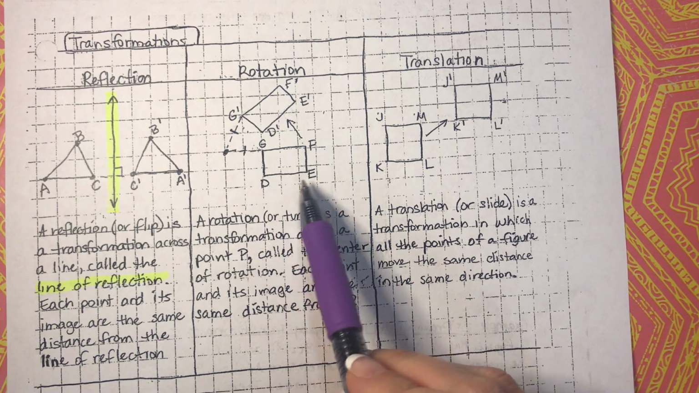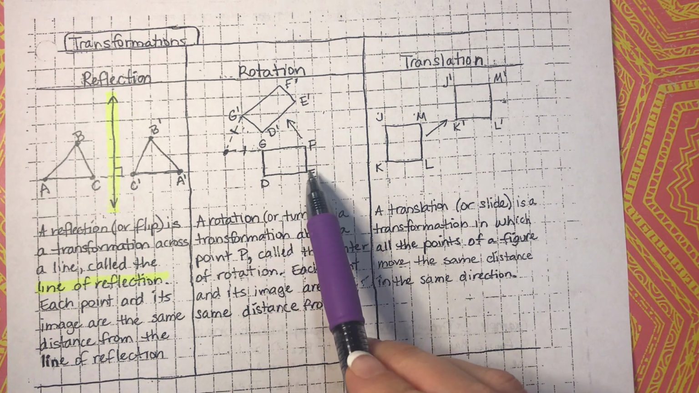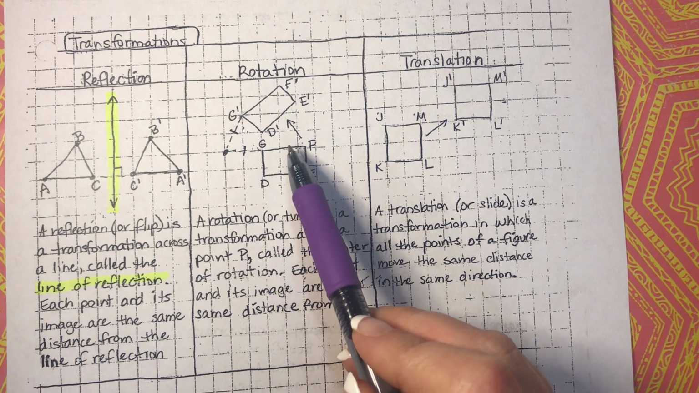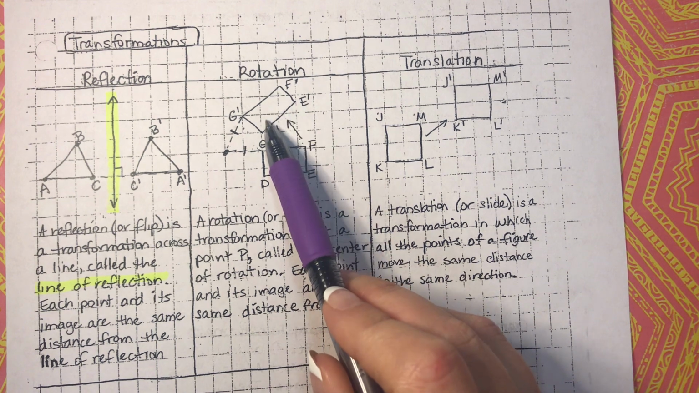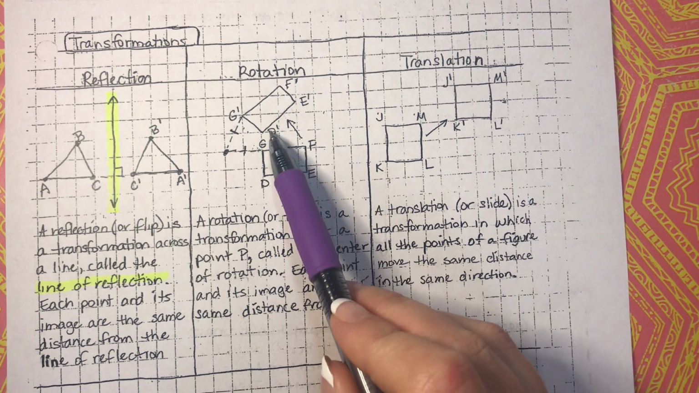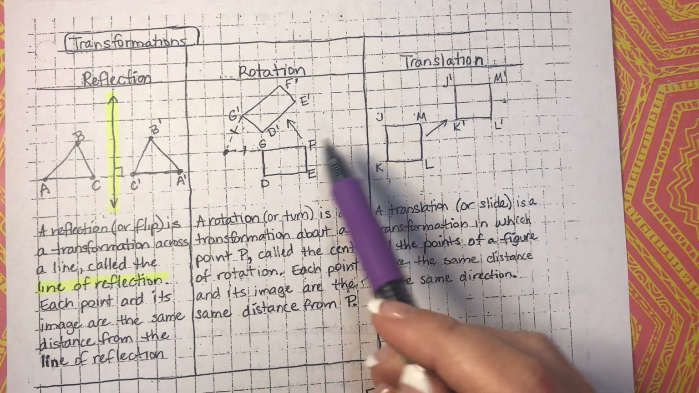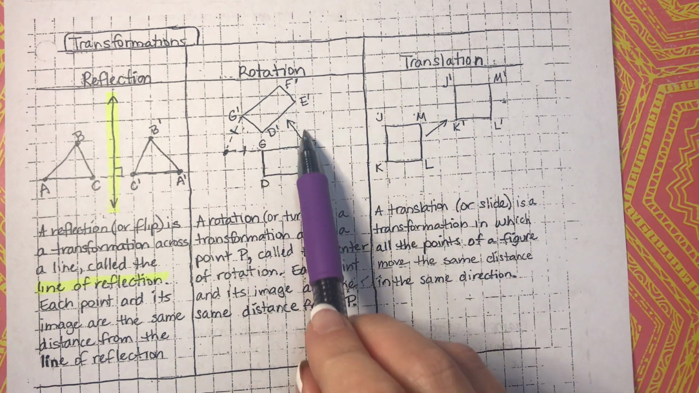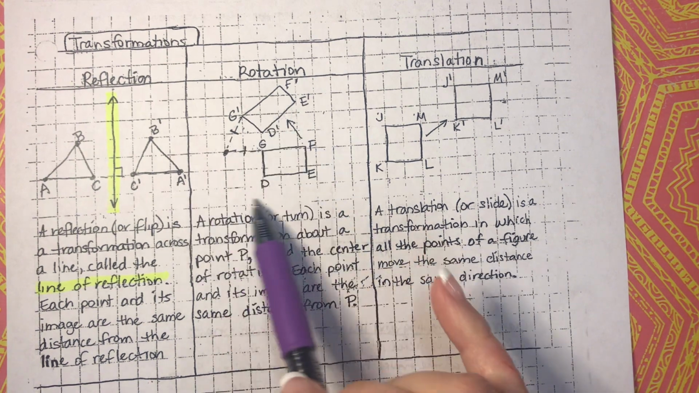Four-sided figure. And it is being rotated, and we can tell because all of the vertices are just letters. It's being rotated counterclockwise to this image, where you can tell all the prime symbols are, so you know that this is the image. Like a clock goes this way, but it's going counterclockwise.